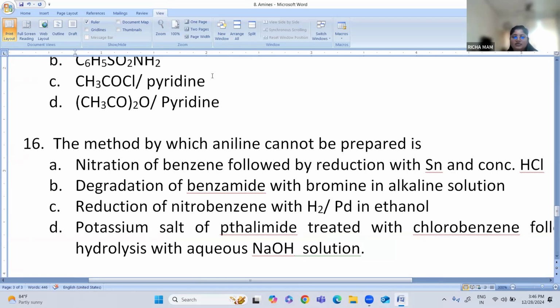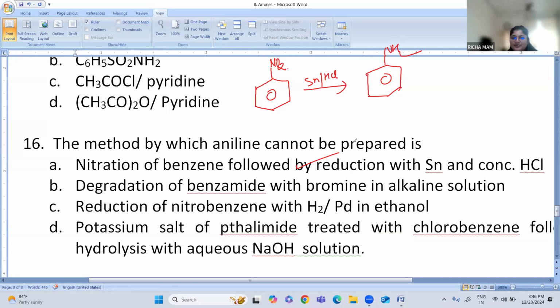Nitration of benzene means I am going to introduce a nitro group. This is nitration followed by tin and HCl. What am I going to get? I am going to get NH2. So yes, by this I can get aniline, fine.